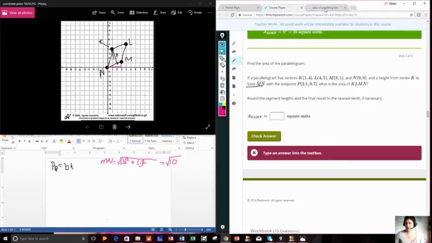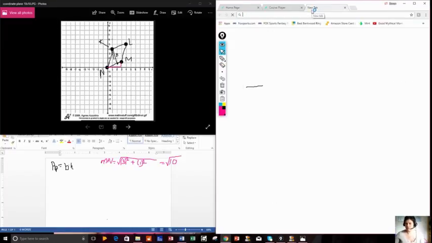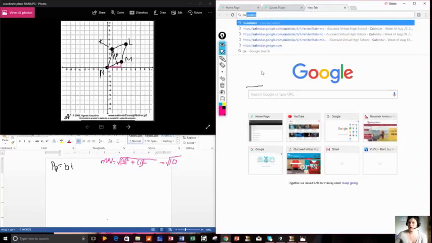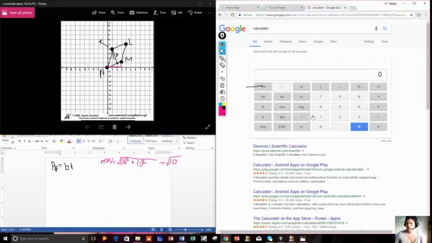So we have the square root of 10, and we're going to come over here, calculator. Square root of 10 is 3.16. The 6 is greater than a 5, so we would round that to 3.2. So this is approximately 3.2. Alright, so there's our base, and now we need to find our height.